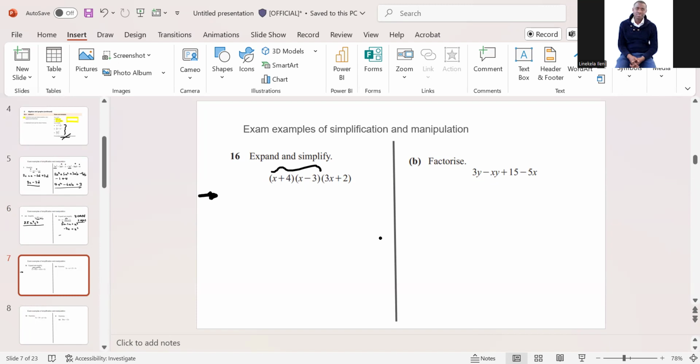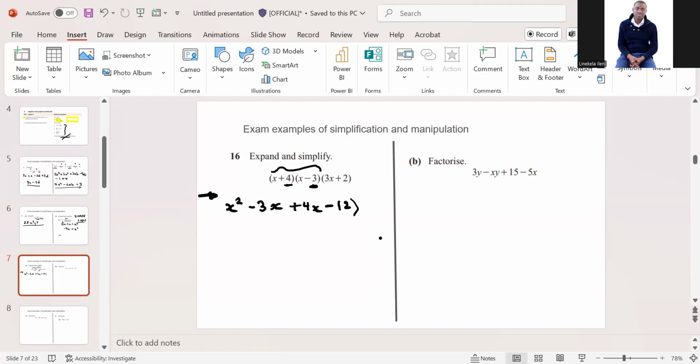And like I said before, you must multiply everything inside the first bracket with everything inside the second bracket. So that will be x times x, which will give us x squared. And then x times negative 3, which will give us negative 3x. And then I'm done with the first part. I move to the next one. 4 times x will give me positive 4x. And then 4 times negative 3 will give me negative 12.